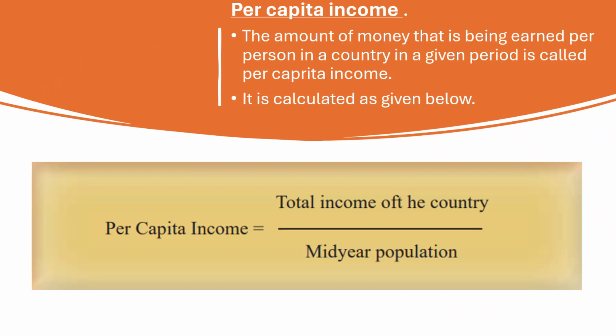Per capita income. The amount of money that has been earned per person in a country in a given period is called per capita income. It is calculated as given below. The per capita income equals the total income of the country divided by the mid-year population.